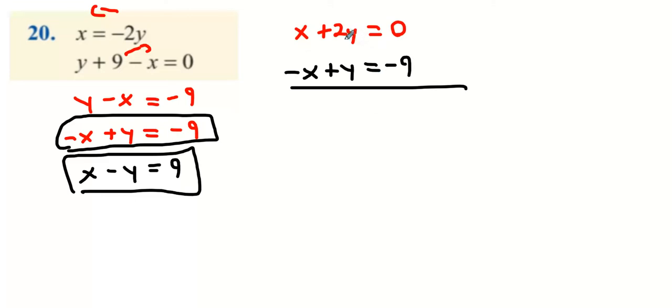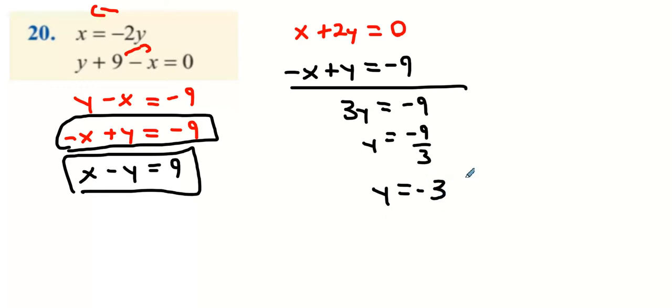plus x and minus x cancel. 2y plus y is 3y, 3y equals minus 9, and then divide minus 9 by 3, and we get y equals minus 3. Next thing I need to do is find out the x values.